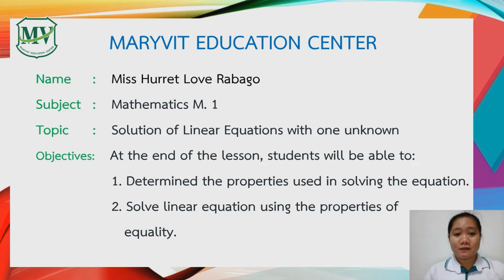Our topic in this lesson is all about solution of linear equations with one unknown. Our objectives at the end of this lesson, the students will be able to: number 1, determine the properties used in solving the equation. Number 2, solve linear equation using the properties of equality.